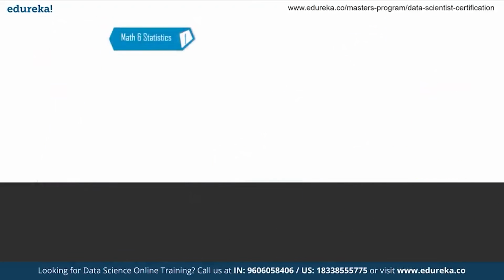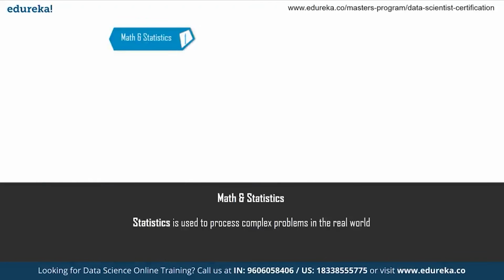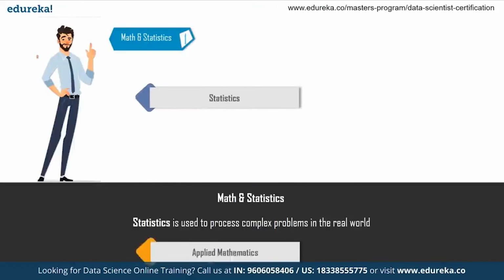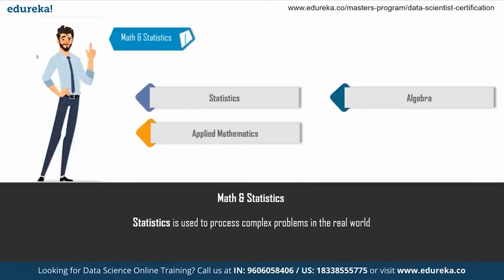So statistics in data science is a mathematical science pertaining to data collection and analysis, interpreting and representation. So statistics is used to process complex problems in the real world so that the data scientist and analyst can look for meaningful trends and changes in the data. So if you are well versed in statistics, guys, you'll be able to understand or analyze the patterns that you see inside the data. I'm not saying you have to be a master in statistics to get into data science, but it actually helps a lot if you are well versed in statistics.